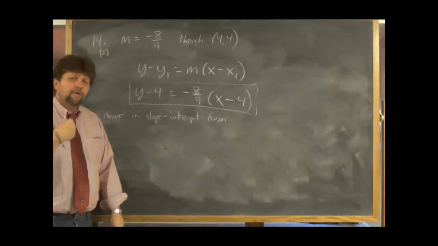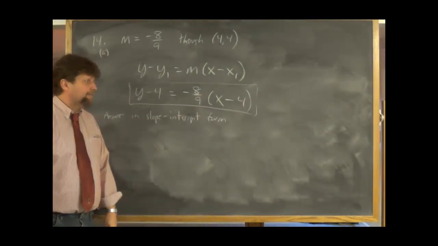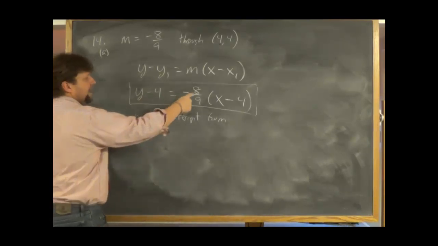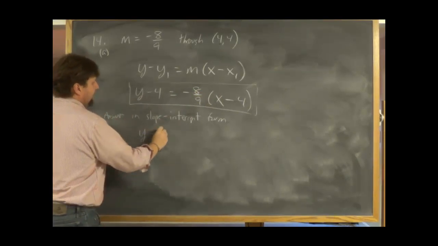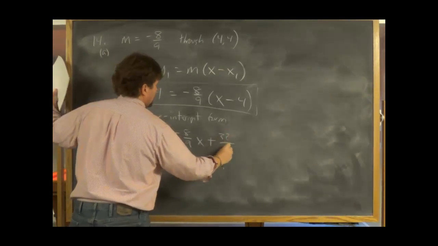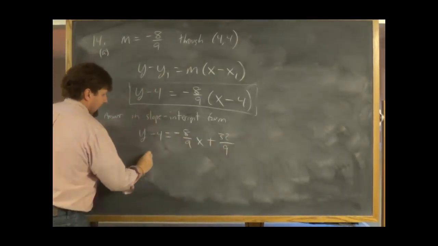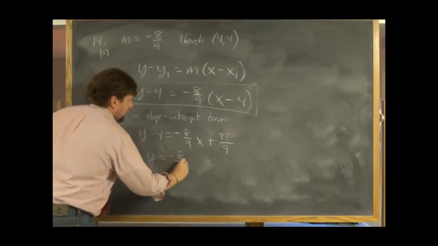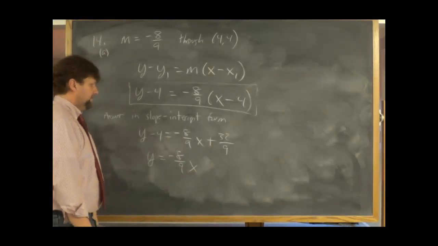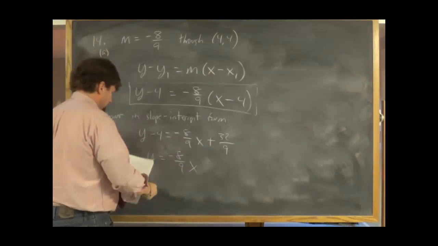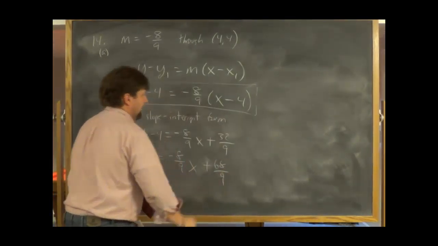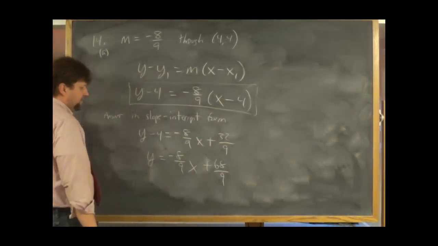That means I wanted it in the form y equals mx plus b. Well, you'd have to do a little bit of work to put this into y equals mx plus b form. Like distribute the -8/9 and then add 4 to both sides. And let's see, if I add 4, I'd need a common denominator, which would be 9. So I think I'd get 68 over 9. Yeah, add 4 to both sides.